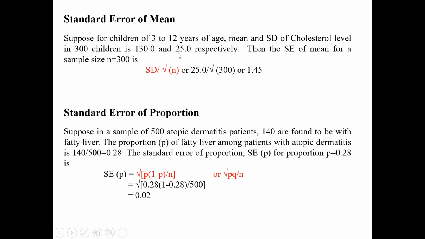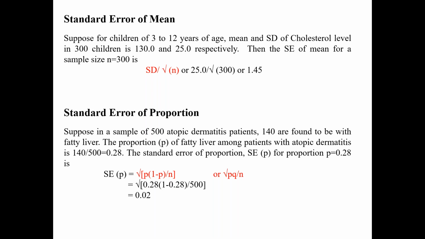Now here the standard deviation is 25 and n is 300. So your standard error is 1.45. That gives you an indication about the variability if I try to project it in the population of those different children in the age group of 3 to 12 years. Although I have taken the value of only one sample here, that is 300, the standard error of the mean gives you an indication about the population at large. It gives you an indication about the variability within the population.